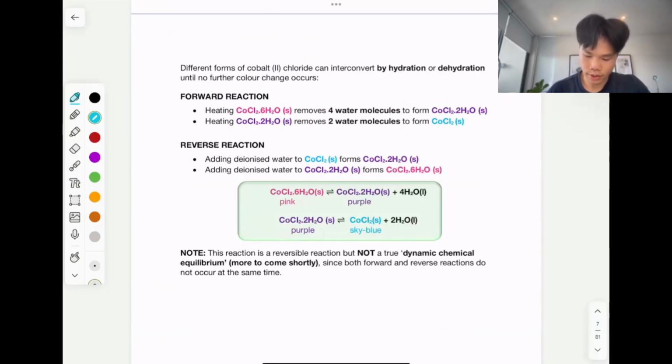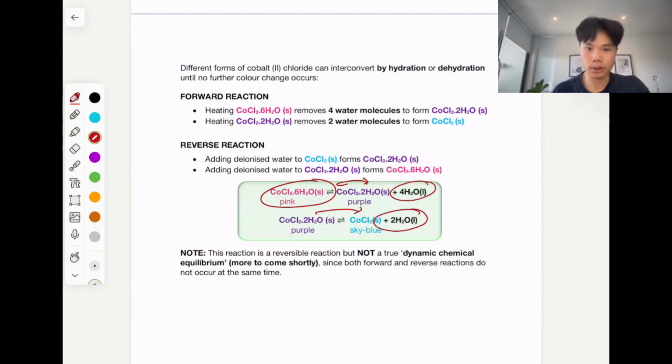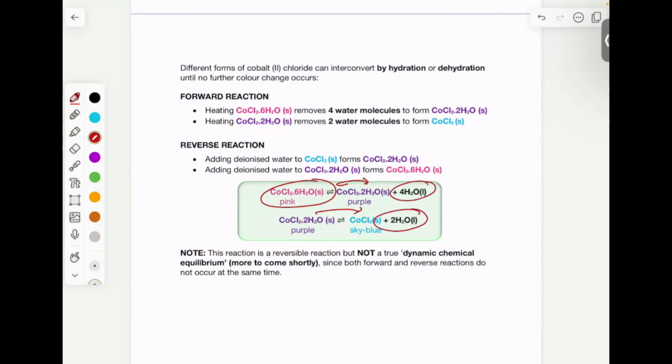And the equations for that are here as well. So understanding that the pink form has waters attached, as you heat it and remove water, you turn it into a purple, and then the purple turns into a blue solid. And in doing so, you've removed 6 waters for every single cobalt chloride hydrate. Okay.